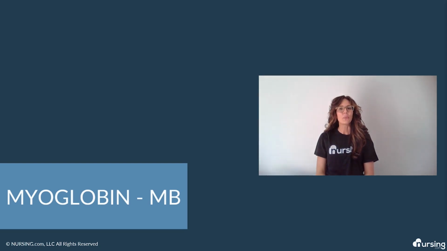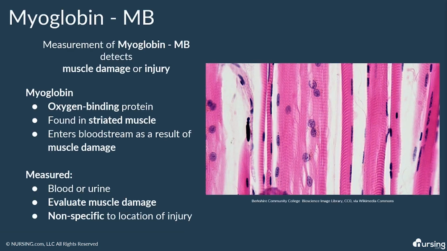In this lesson, we're going to talk about myoglobin. We'll talk about why we would draw this lab, its normal values, and times when we might see it increased or decreased. You ready? Let's get started. Myoglobin, abbreviated MB, measures in the blood to detect muscle damage or injury.